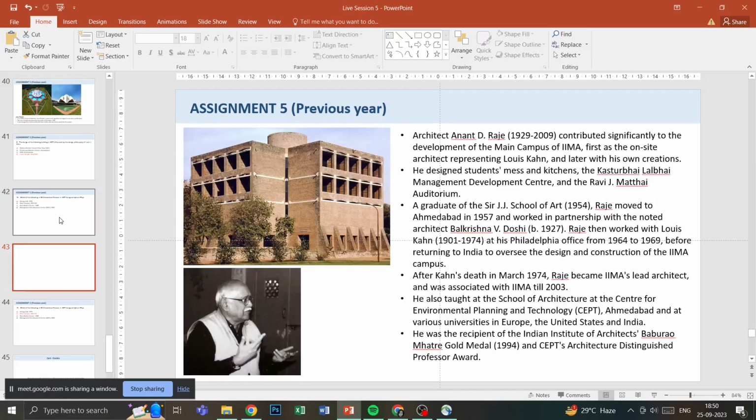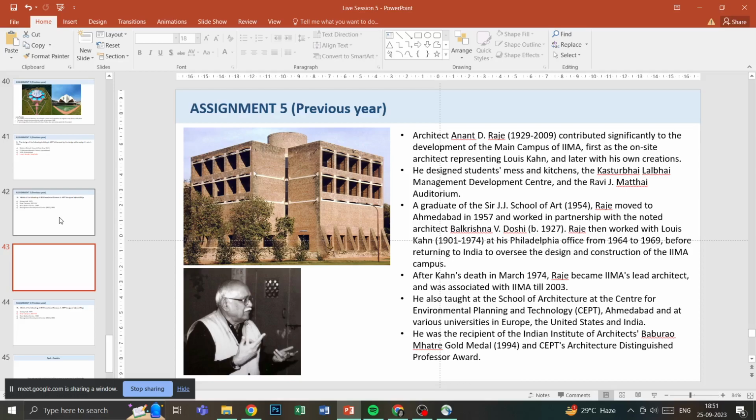So, architect Anant D. Raje contributed significantly to the development of the main campus of IIM Ahmedabad, first as the on-site architect representing Louis Kahn and later with his own creations. He designed the Students' Mess, Kasturba Lalbhai Management Development Center (MDC), and Ravi J. Mathai Auditorium. He is a graduate of Sir J. J. School of Art, 1954.